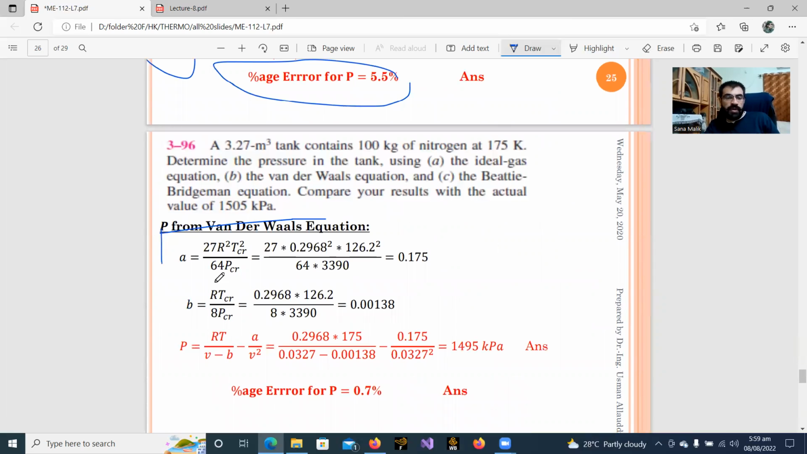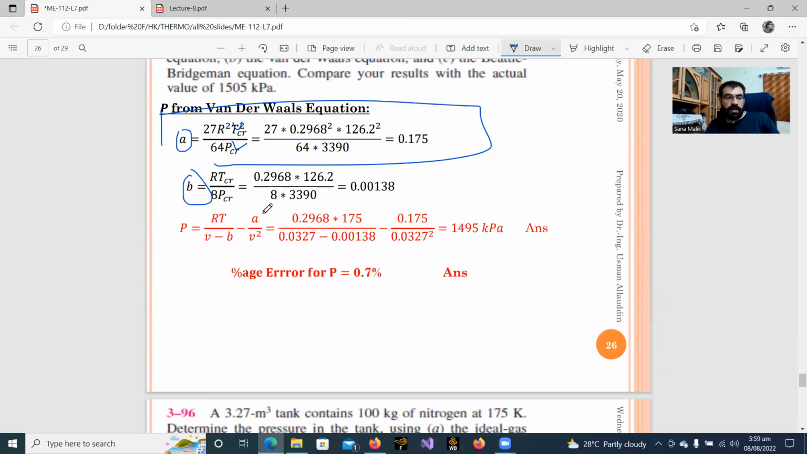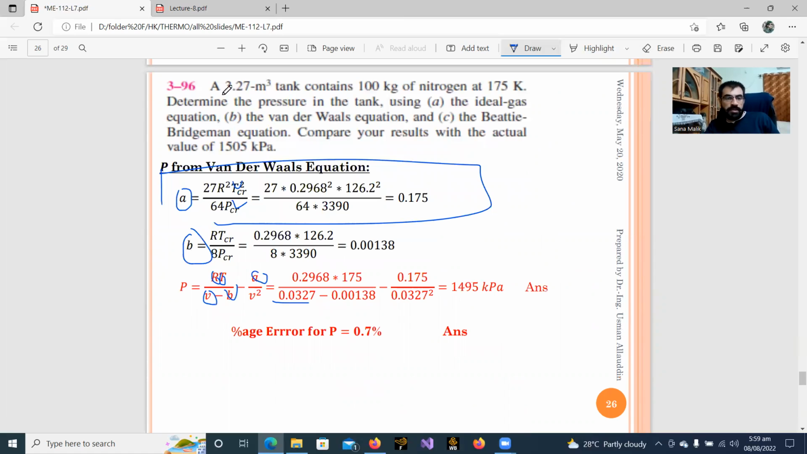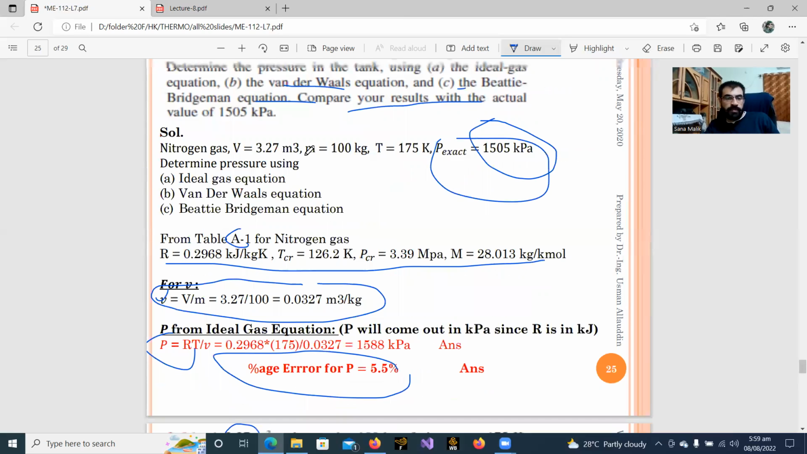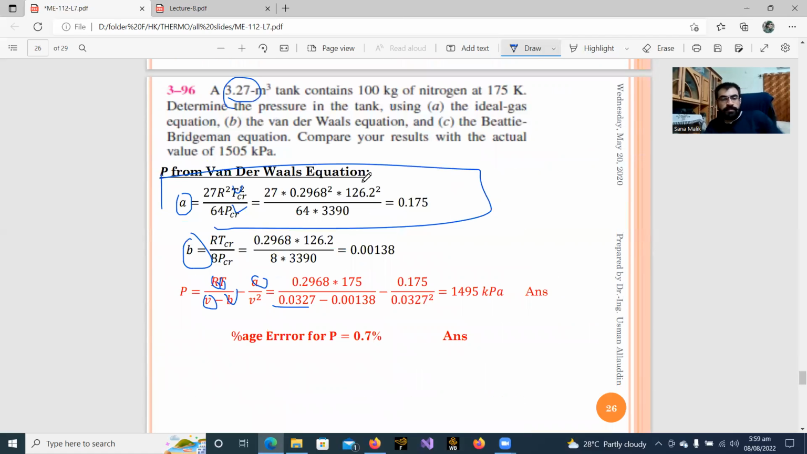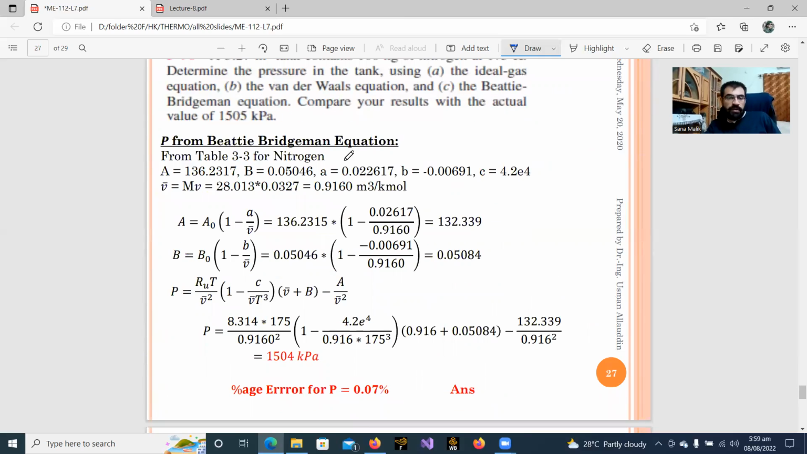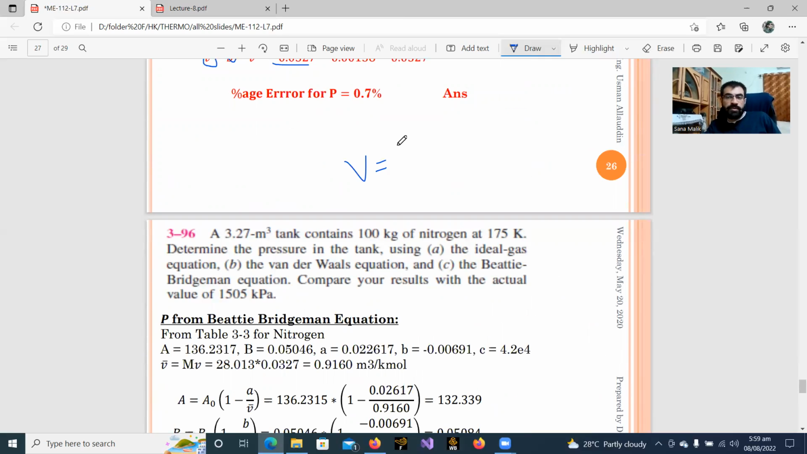From the van der Waals equation, we calculate these constants and plug in the values A and B. We know the specific volume, we know the R, we know the T. This is specific volume, calculated like this, divided by the mass, 100. Whenever volume is given, we can convert it into specific volume, as these two quantities are given. You just have to divide volume by mass, and you will get the specific volume.